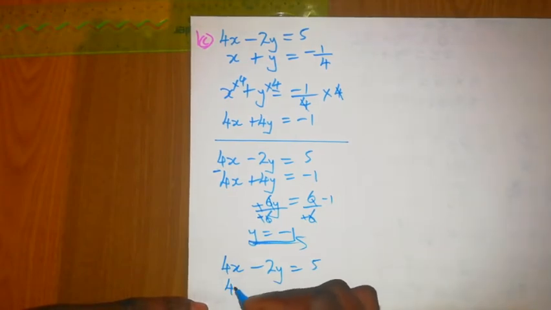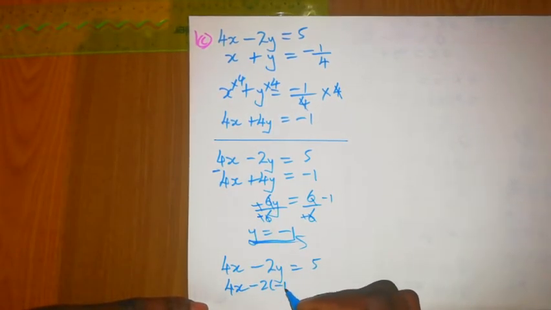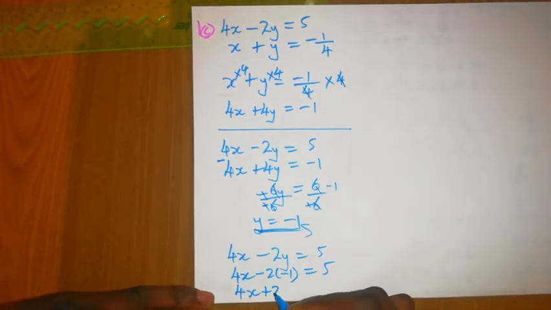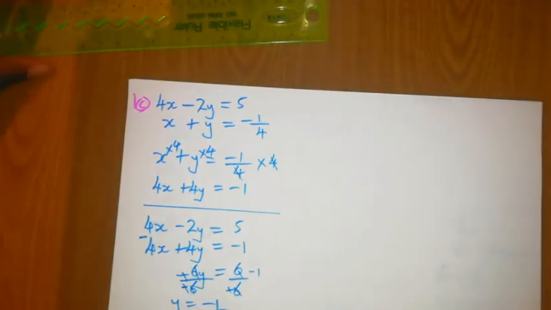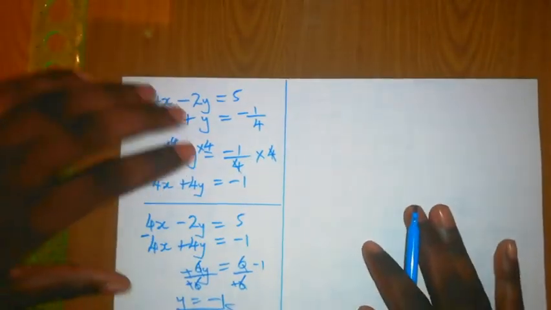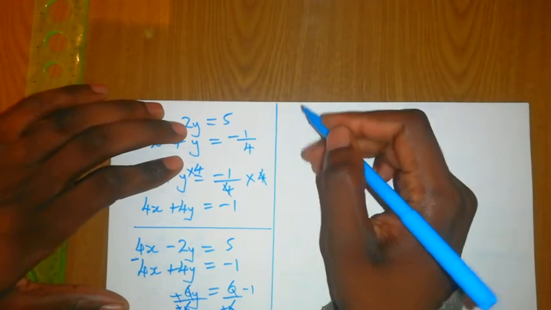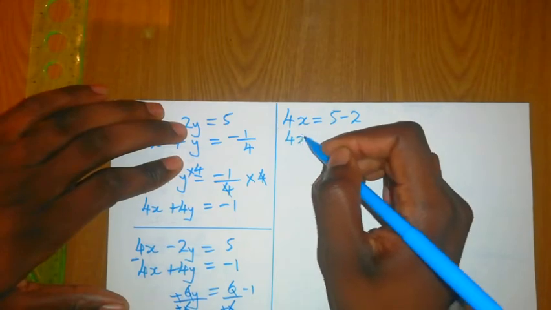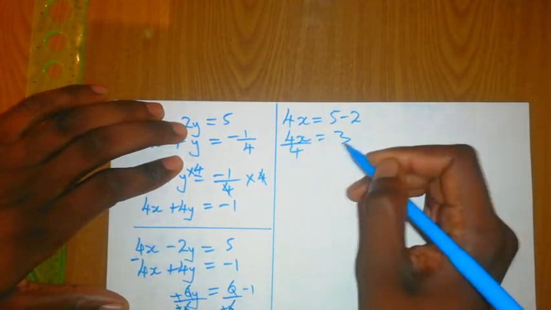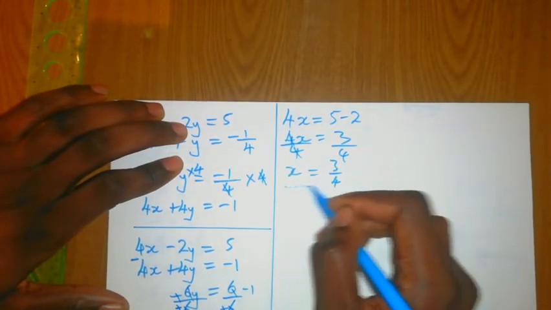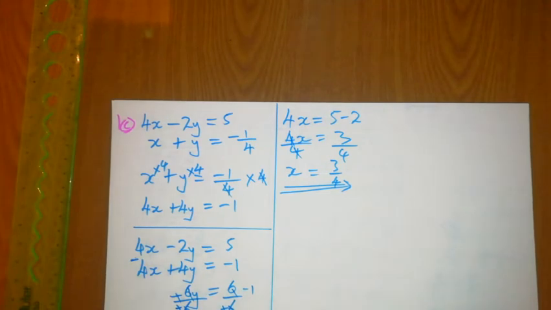Then substitute 4x minus 2 bracket -1 is equal to 5. 4x plus 2 is equal to 5. Then I want to continue with it here. It's now, I want to collect my like terms. It's now 4x is equal to 5 minus 2. Then 4x is equal to 3. Divide both sides by 4. X is equal to 3/4. That's it. Don't be surprised if you find your answer like that one.